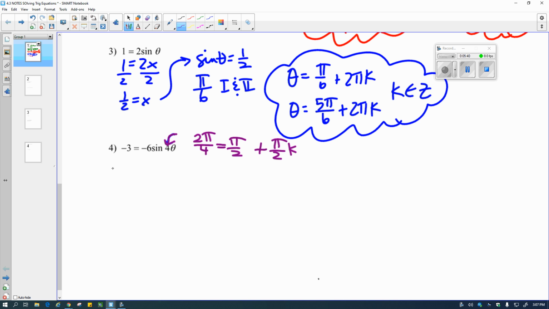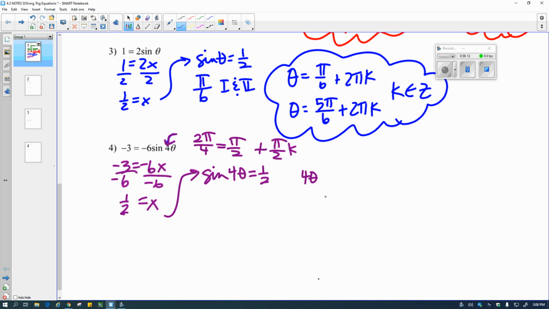The other spot is when I start to solve this, negative 6x divided by negative 6, I get 1/2 equals x, and you might be thinking, well, that's the same answer as the last one. It is, except I'm not solving for x, I'm solving for the sine of 4 theta this time. And so when does the sine equal 1/2? It equals 1/2 in the pi over 6 family in the first and second quadrant, but it's not theta, it's 4 theta equals pi over 6, and 4 theta equals 5 pi over 6.